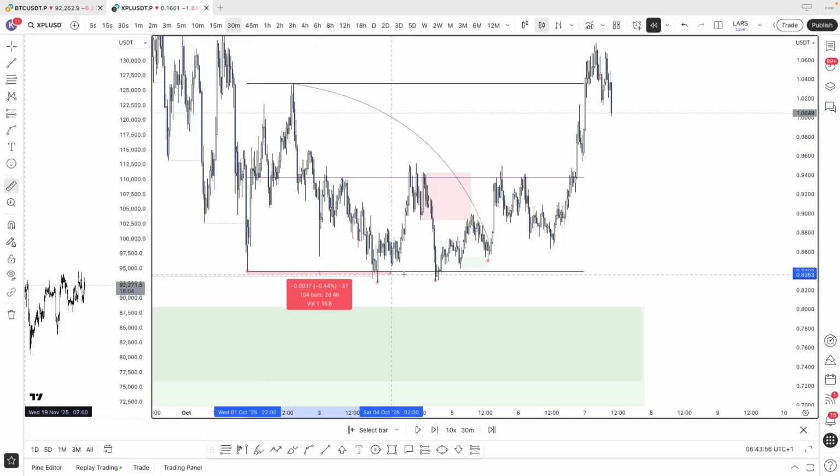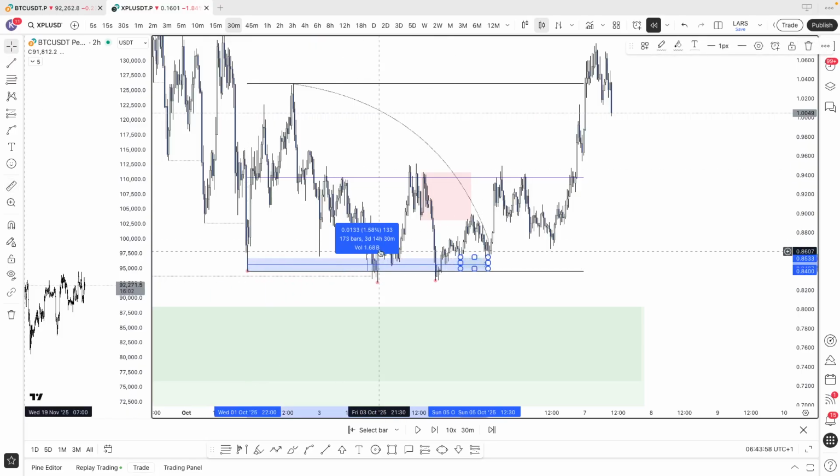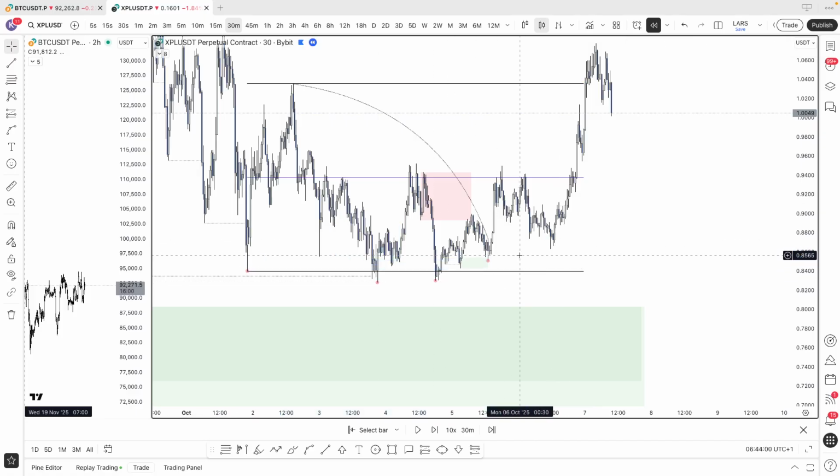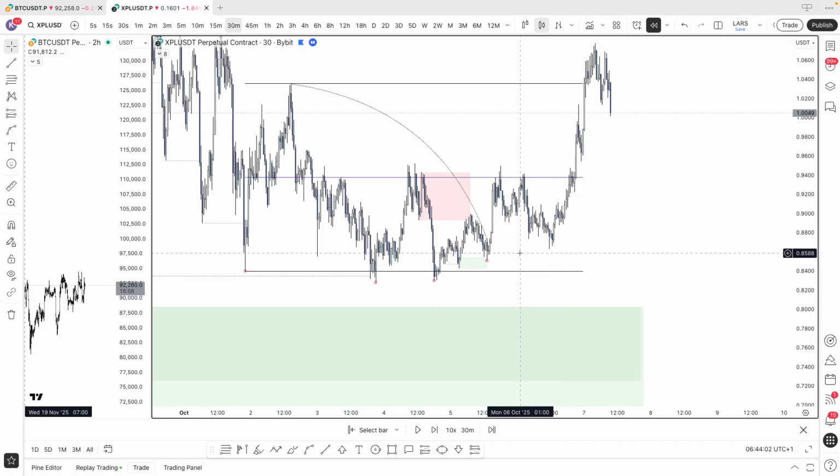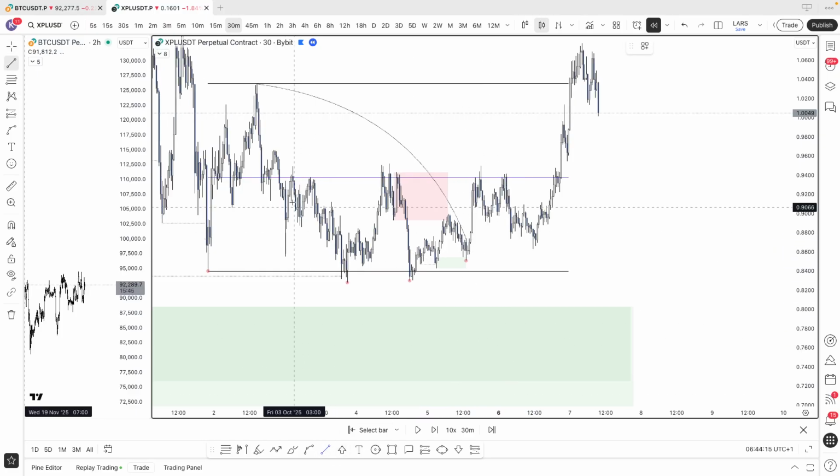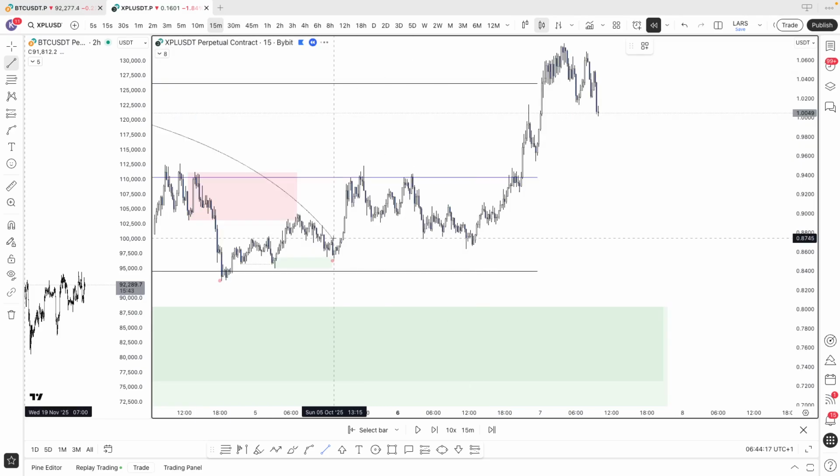The range duration is also multi-day, right there in that 3-day and 15-hour category. And the overall model is developing in an extremely high probability way, right? We got that range inefficiency, return to zone, quality, in this case, fourth tap POI, and also a quality breaker structure right here on the lower time frame.